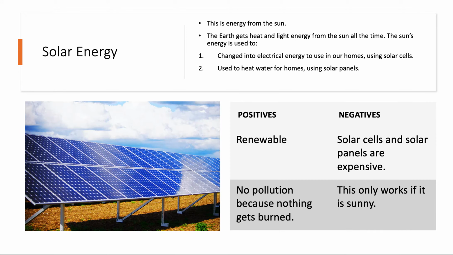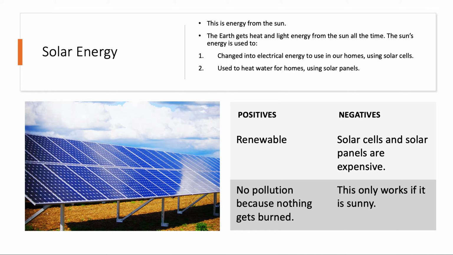Okay, next is solar energy. This is energy which comes from the sun. Over here in this image we have some solar panels which get the energy from the sun. The earth gets heat and light energy from the sun all the time. The sun's energy is used in two ways.